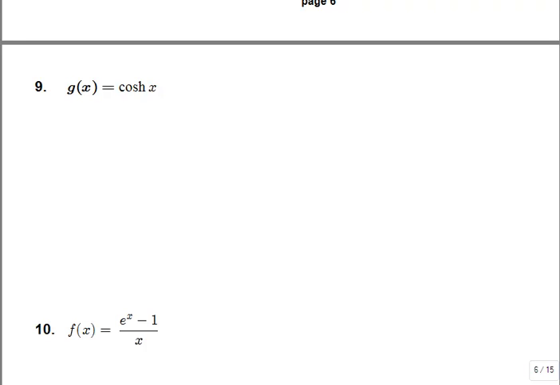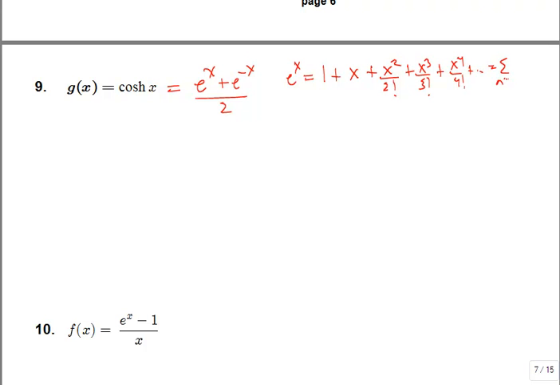All right, how about a power series for hyperbolic cosine, or cosh of x? Well, to figure this one out, you need to go back and recall what the definition of hyperbolic cosine is. Hyperbolic cosine is defined to be e to the x plus e to the negative x, all divided by 2. And we can recall that e to the x has as its power series 1 plus x squared over 2 factorial plus x cubed over 3 factorial plus x to the 4th over 4 factorial, etc. This is just the sum from 0 to infinity of x to the n over n factorial.